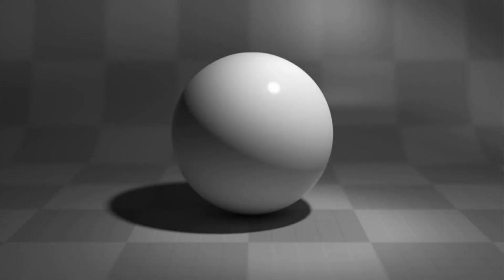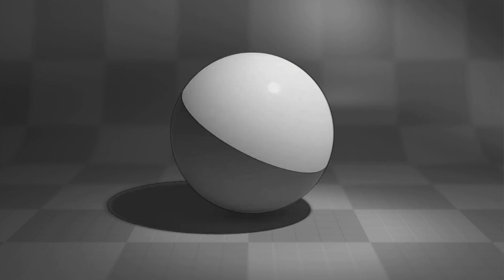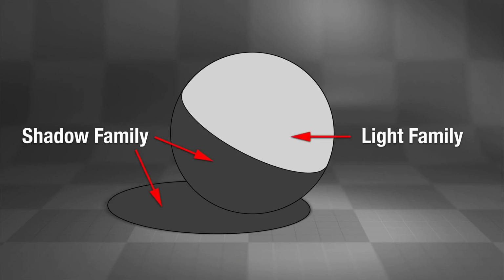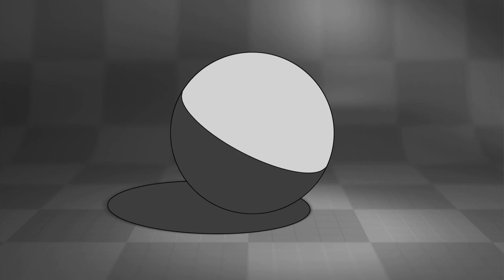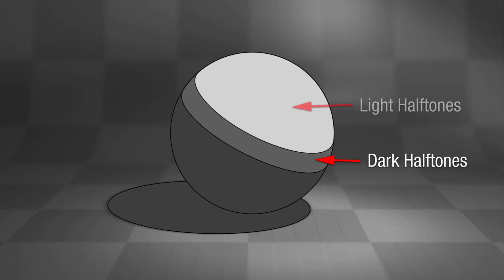On this ball you can see all the modeling factors, and they create a lot of complexity in value. How do we make this simple? How can we organize these values? By working from big to small. The biggest distinction we can make is to separate light from shadow. This gives us two value groups, the light family and the shadow family. Then we subdivide the light family into dark halftones and light halftones. Dark halftones are those that are close to the terminator. We now have 3 value groups.